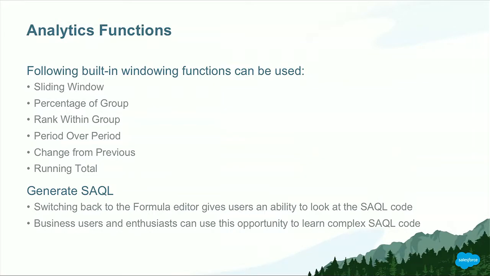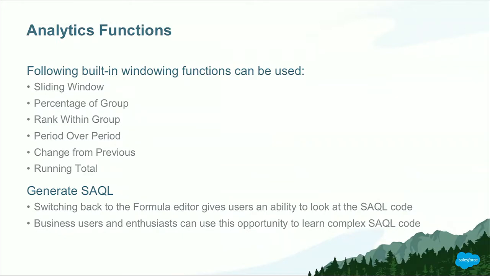Talking about analytics functions, it's the same technique. It lets you add or derive another measure out of the existing measures, but it lets you use the super powerful SAQL windowing functions that weren't available without using SAQL before. So now you can just point and click and use some SAQL windowing function by just using a declarative tool. Isn't that amazing? So you can do sliding window, running total, percentage within group, and such things by just point and click.